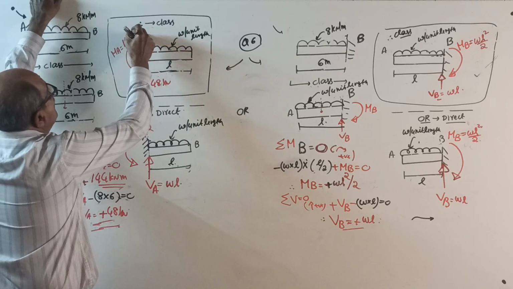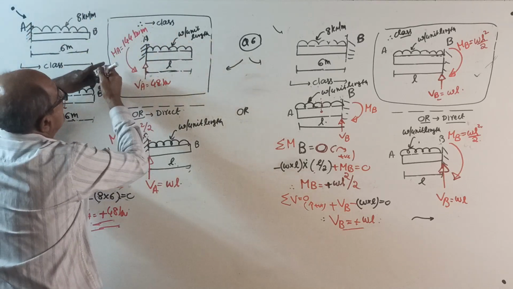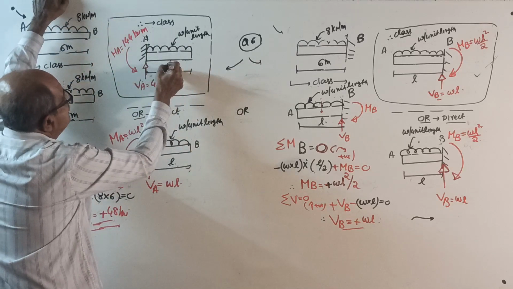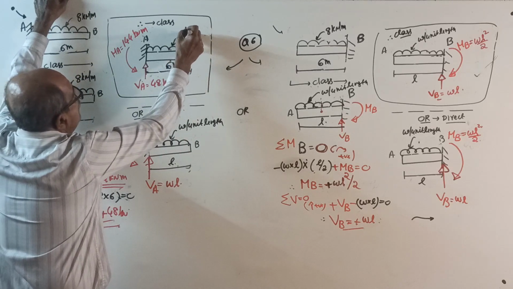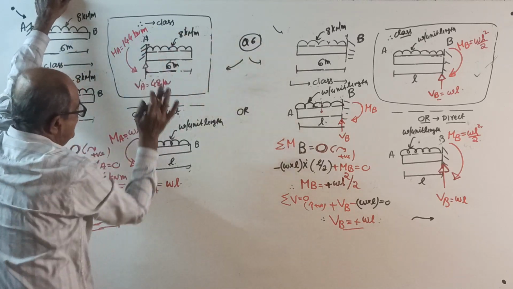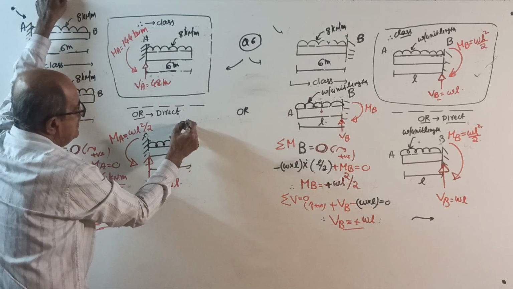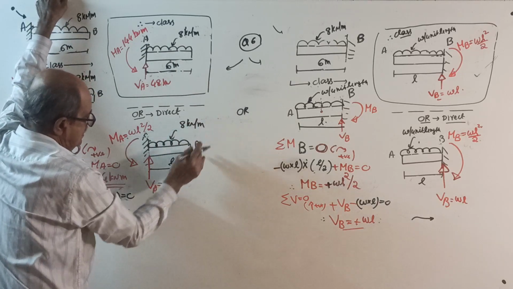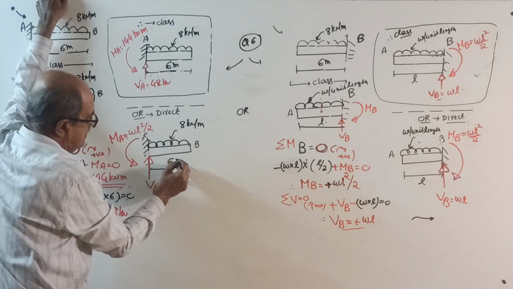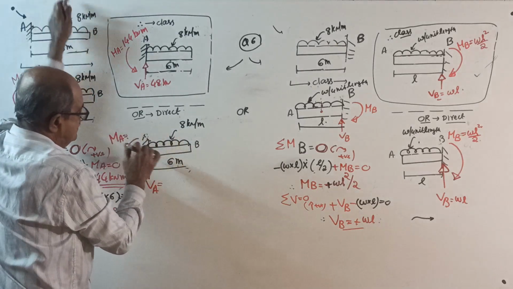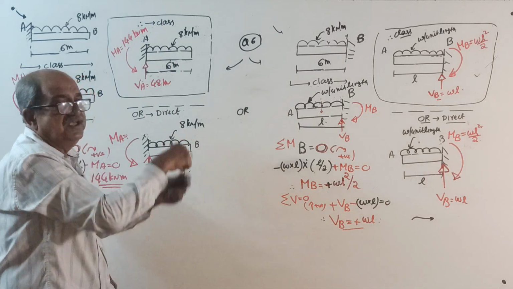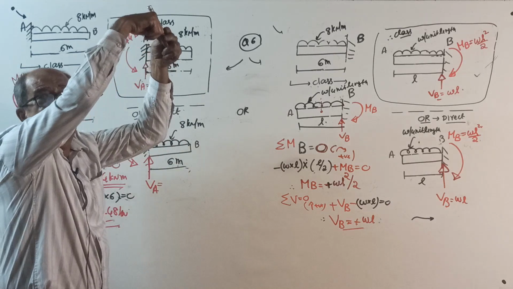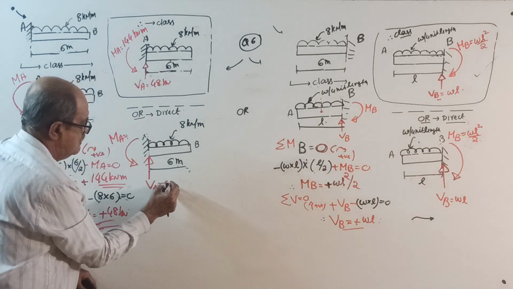144 kilonewton meter, when the beam is of length 6 meter loaded by 8 kilonewton per meter over the entire length. Direct answer: 8 kilonewton per meter, 6 meter. Action, downward load: 8 into 6 is 48 down, 48 up.